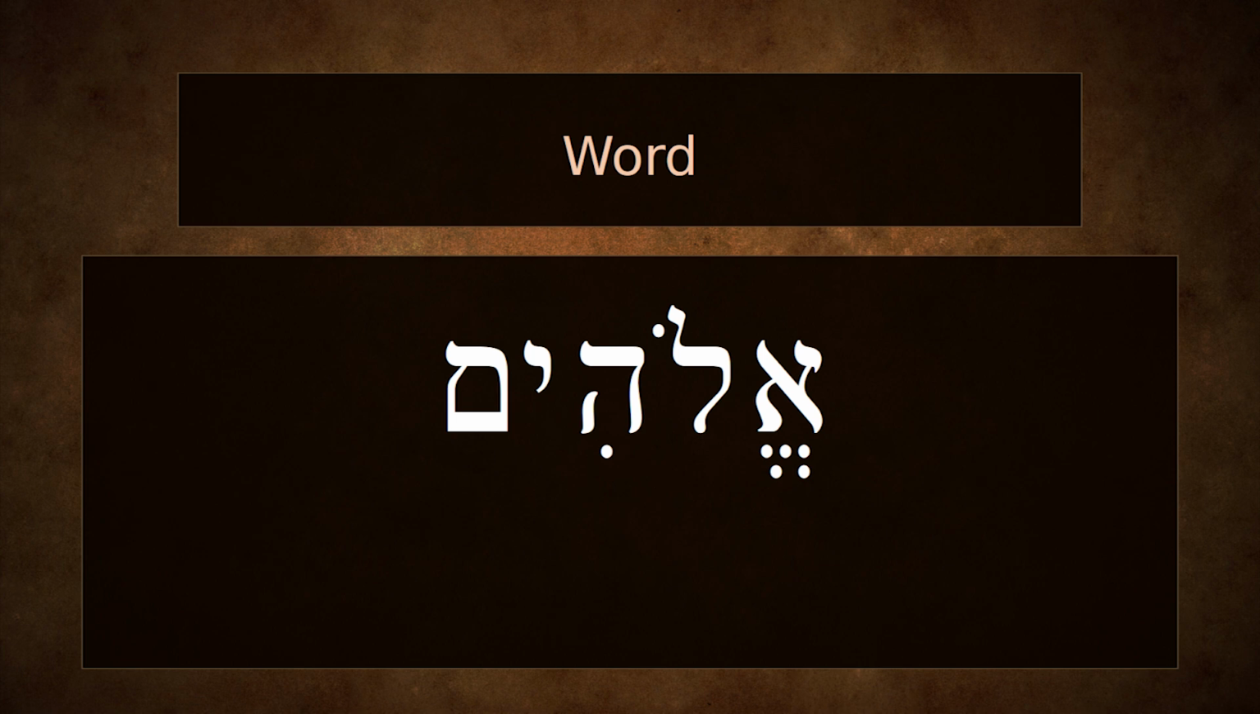Next, we have the hey, which makes the sound h, and under the hey is a shuruk. Normally, shuruk makes the sound oo, but right after the shuruk, we have a yod. The shuruk followed by the yod makes our diphthong sound e. So the hey plus the e makes he, and then our final mem at the end makes m. Putting this all together, we get Elohim. Elohim means God.